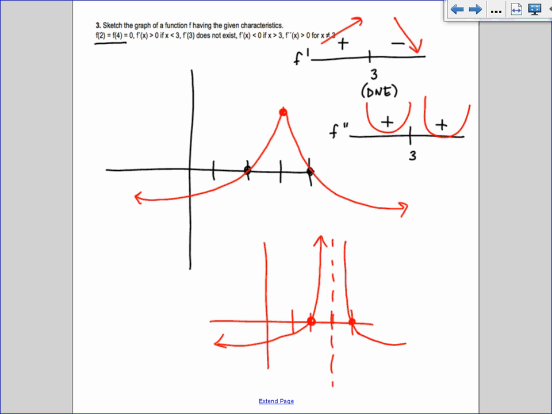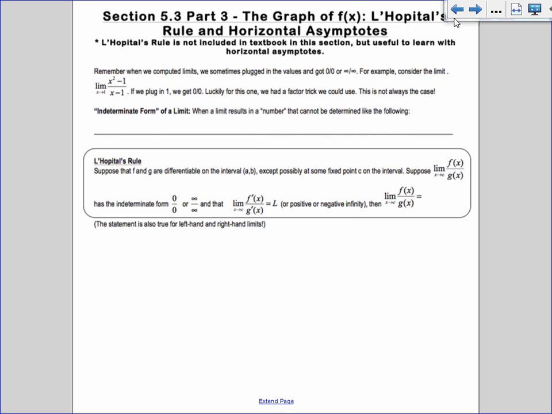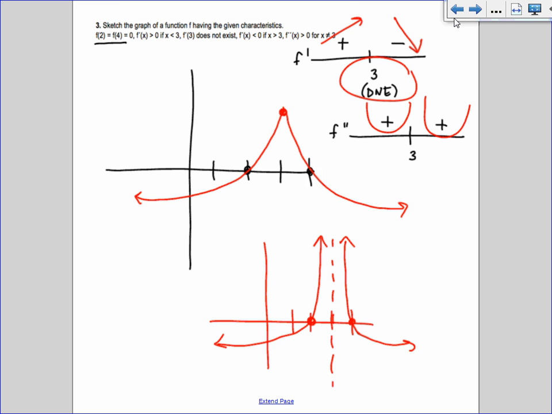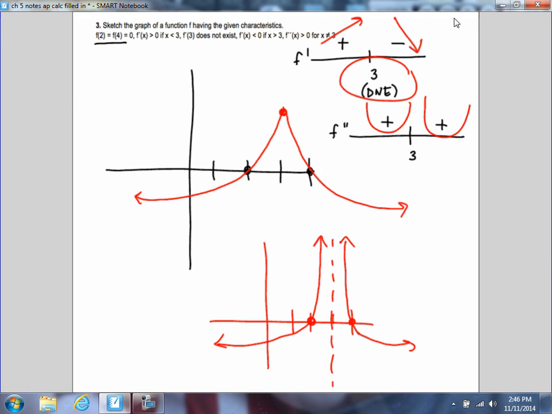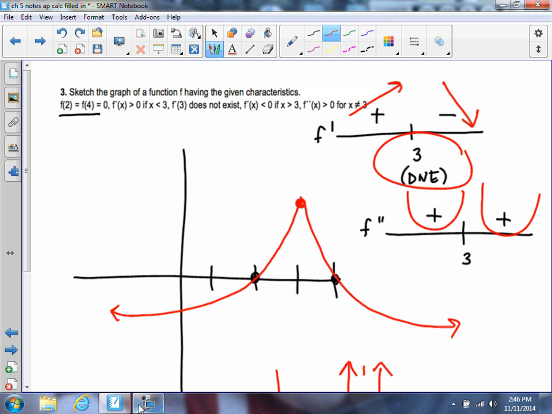Because we knew that f prime did not exist at 3. So it couldn't have been a max or a min or anything like that. There had to be either a corner, a cusp, or an asymptote there, because the derivative didn't exist. Yeah, so those are the 2 solutions you could have, something like that. Does that make sense? All right, any others? Because it said f prime of 3 does not exist. Do you see it? Right.